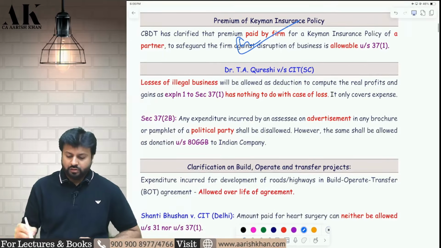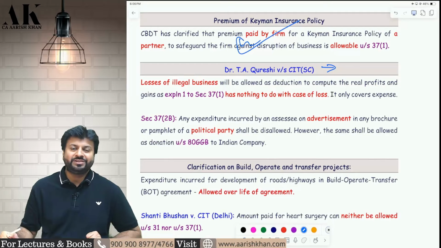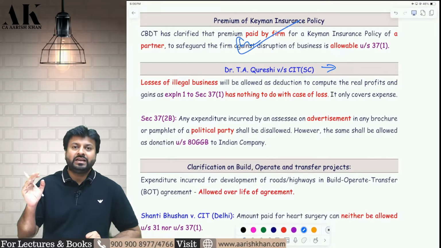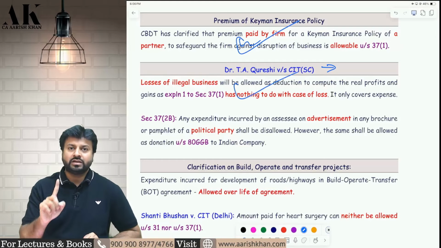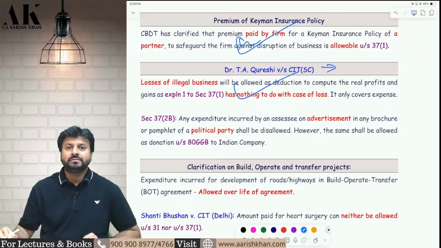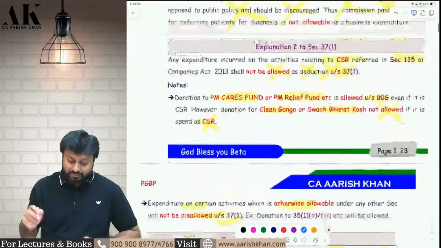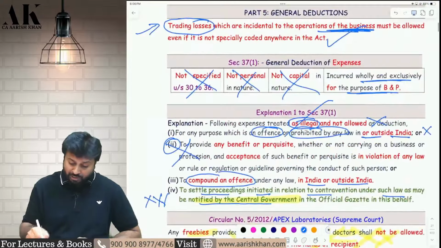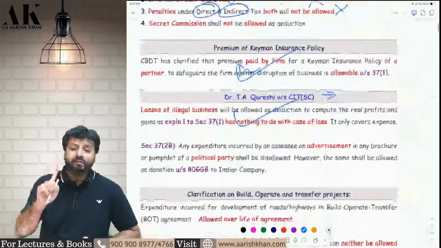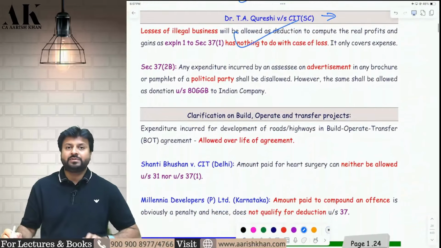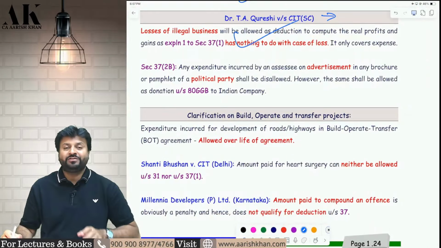Okay. Dr. T.A. Qureshi case law, very legendary, very landmark case law, which I have told you in the class, on whether losses of illegal nature are allowed or not. Yes, losses of illegal nature are allowed under section 37, under the income tax law, because losses are not covered under Explanation 1 to 37(1). What is covered here is only expenses, expenses, expenses. Therefore, if there are any illegal losses, that will be allowed as an expenditure to you. Don't worry. I hope it is clear to all of you.